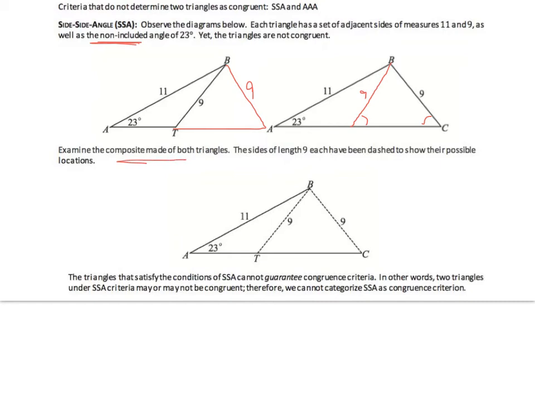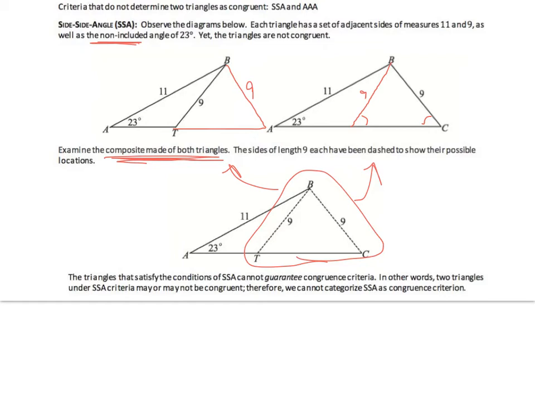Examine the composite made of both triangles. There it is. Okay, that's what we drew up here. The sides of length 9 each have been dashed to show their possible locations. The triangles that satisfy conditions of SSA cannot guarantee congruence criteria.